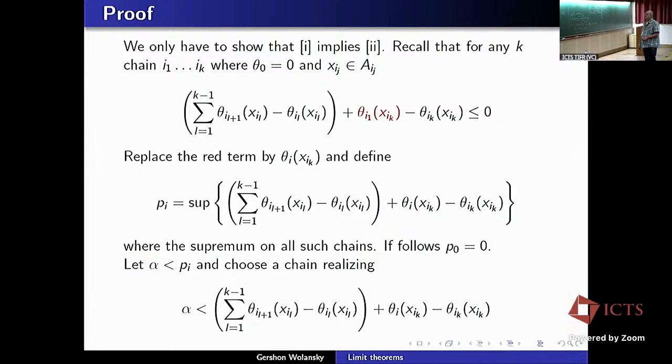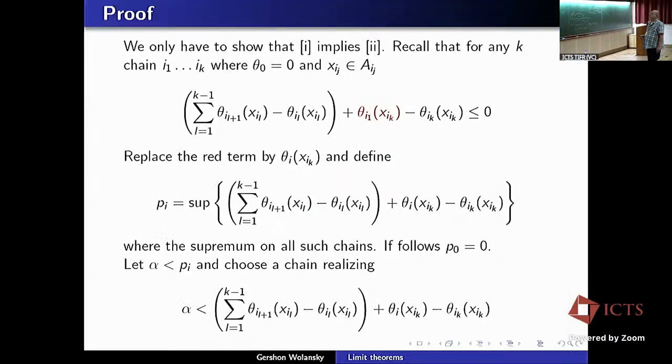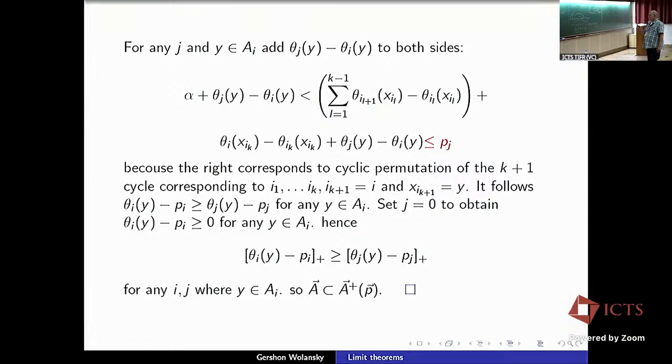And now let's assume we take some alpha smaller than Pi and choose a chain which realizes this inequality, because according to the definition, for any alpha smaller than Pi, we can find such a chain. And we add theta jy minus theta iy to both sides. So again, look at this. We just add the same thing to both sides: theta jy minus theta iy, here and here.